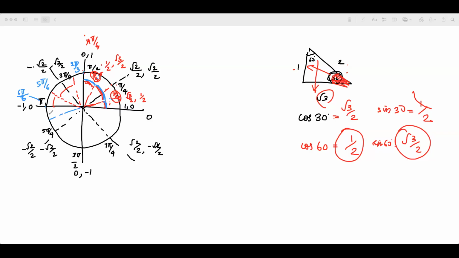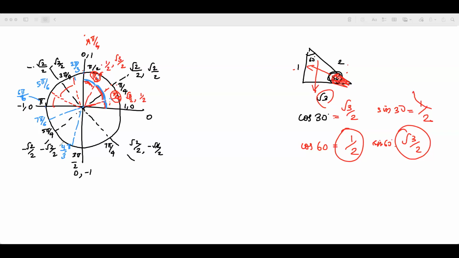Then you have 7 pi by 6, right? But we don't write 8 pi by 6, right? We write 4 pi by 3. 4 pi by 3 is correct. That is why I said pi by 3 angles are near the y-axis, pi by 6 are near the x-axis. You will have to memorize this, there is no other go.